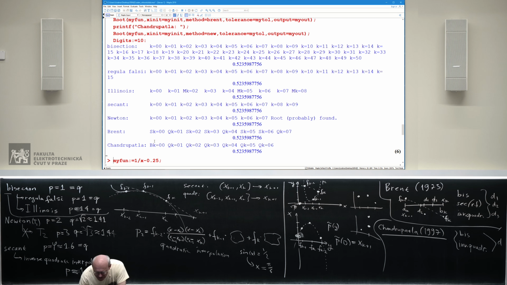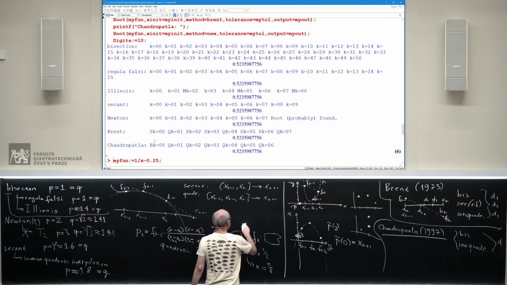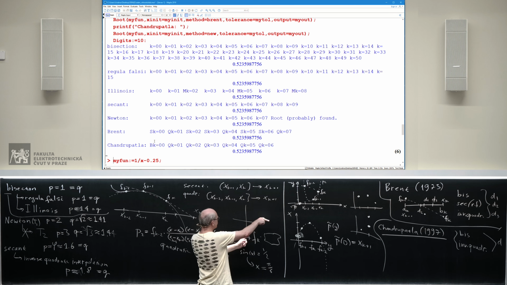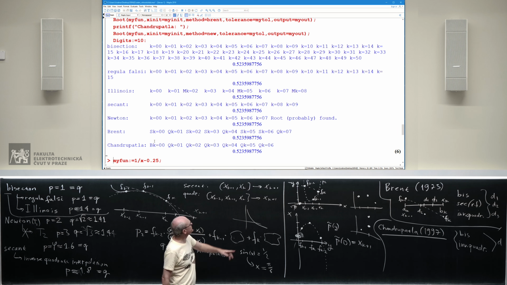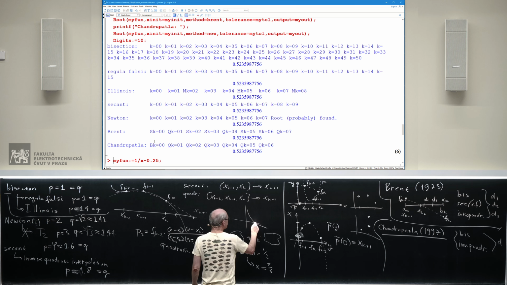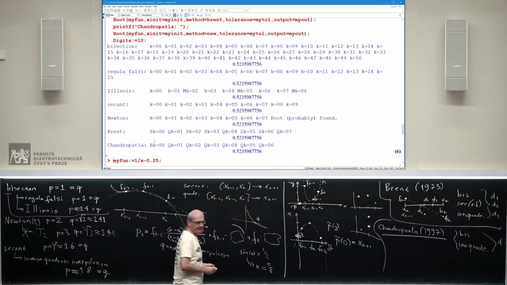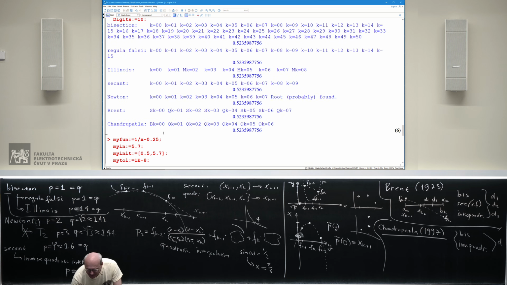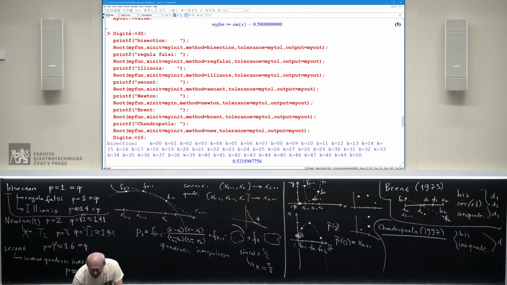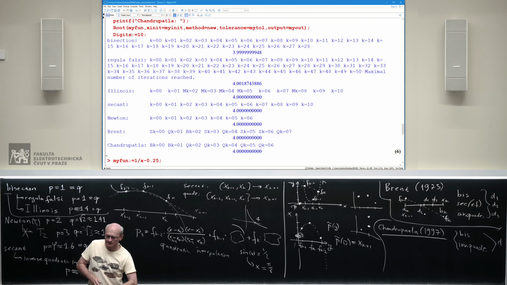Let's have a look at the next example. 1 over x minus 0.25. How does it look? 1 over x is the hyperbola, and I'm lowering it. It looks like that. Where is the root? The root is 4. So, well, let's have a look. I will load the data, and I will go back to my code, and I will just ask all the methods to work it out.